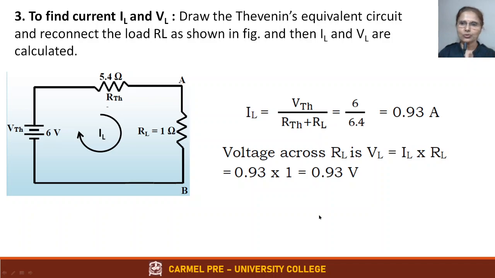Now in addition to IL and VL, they may also ask power dissipated in the load resistor. How do we calculate power? I have told you the equation for power earlier. Power is nothing but voltage into current. So VL into IL will give you power. PL is equal to VL into IL. That also you can do as 0.93 whole square. That is the power dissipated in the load resistor.